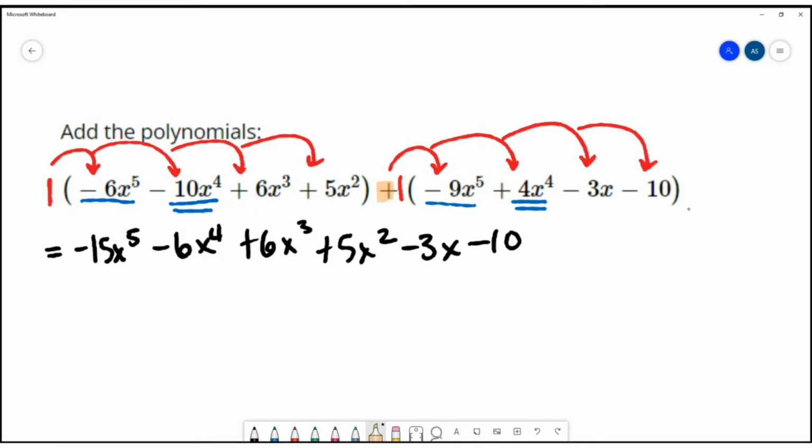If you have a minus, you cannot ignore the parentheses. You would need to distribute that negative 1 because it changes the signs.